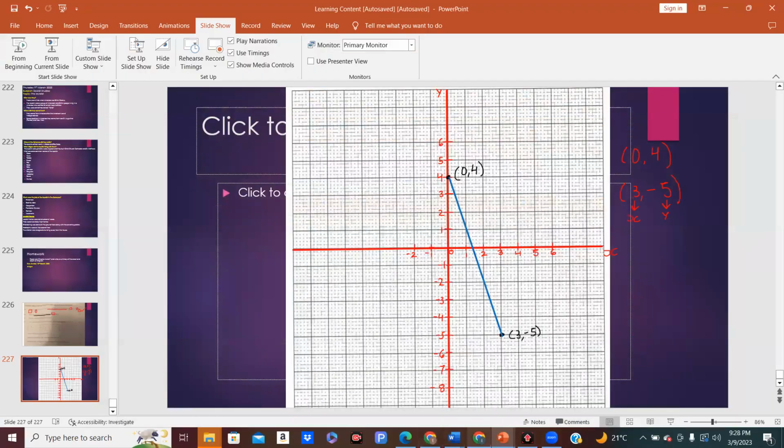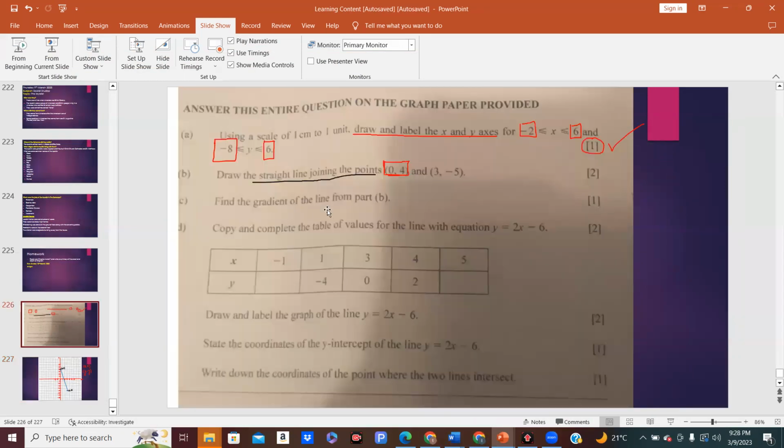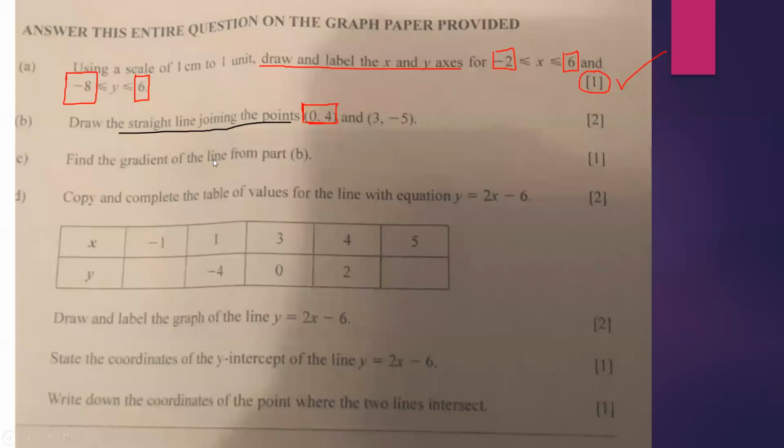The next one is, so this is the line that we drew. They ask us now, Danika, this is your question right there. Find the gradient of the line drawn from part B. It's your question, Danika. Come on. Help me out. So the gradient is the slope. So how are we going to do this, Danika?